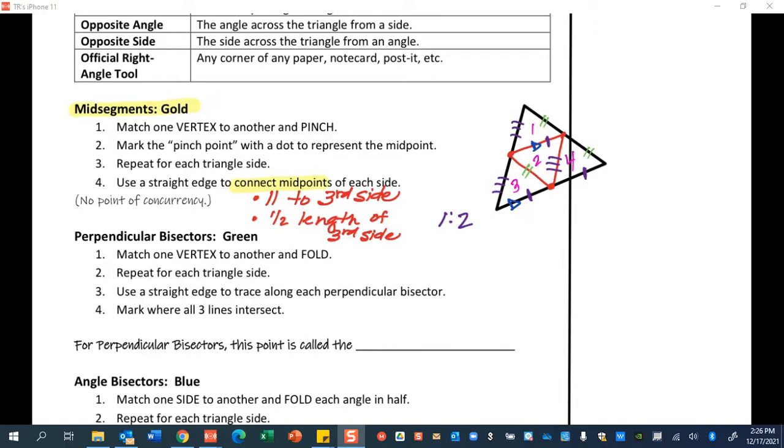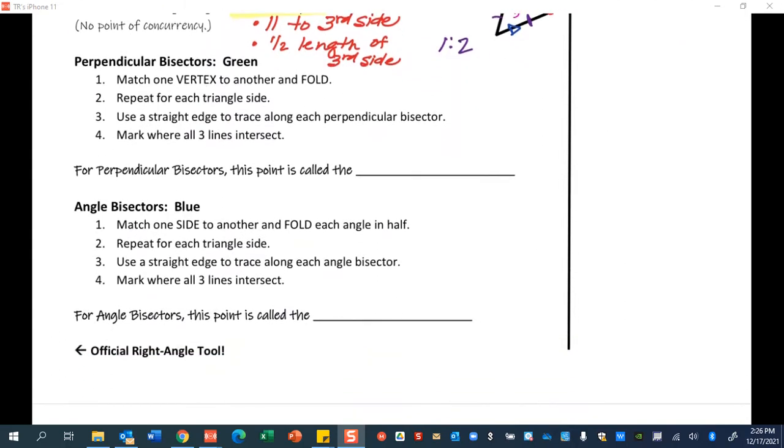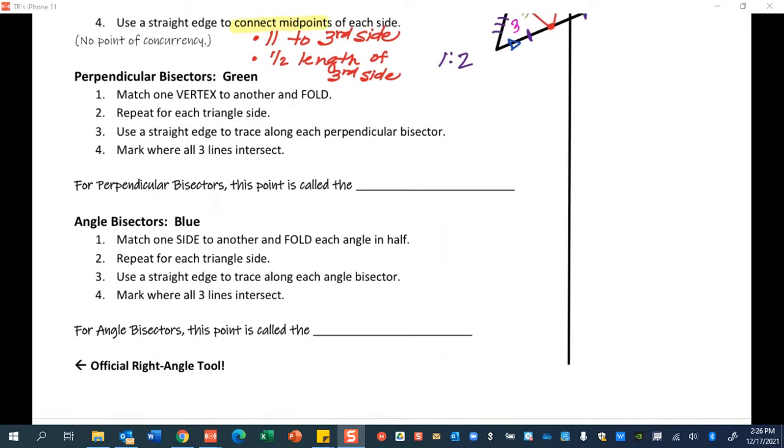All right. Next comes our perpendicular bisectors. Our perpendicular bisectors were our green triangles. And in fact, I went around and passed out extra of these because if you have an obtuse triangle, your perpendicular bisector ends up outside of the triangle. And whether it's obtuse or right or acute, that perpendicular bisector is not always in the same spot.